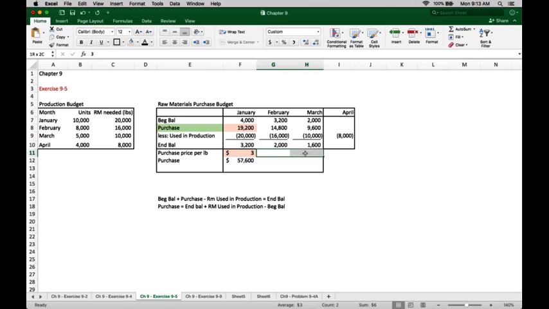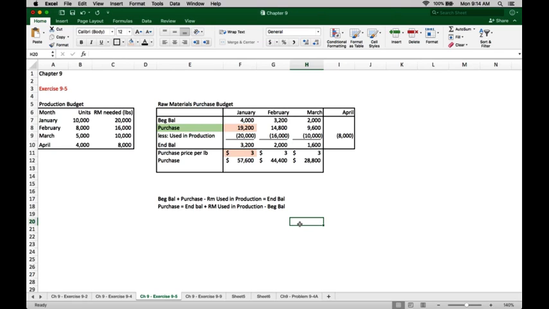The purchase price stays at $3. They haven't told us anything about a change. I will do the purchase price times the number of units I need to purchase. And this now tells me how much I will spend on raw materials each month.